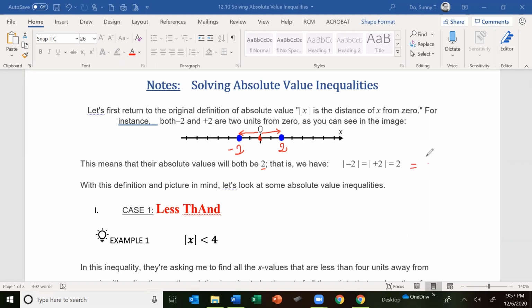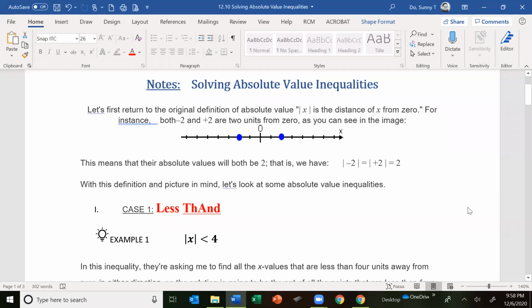This equals the distance from 0, a distance of 2 from 0. So that is the definition. With this definition and picture in mind, we are going to be looking at some of the absolute value inequalities. First, let's take a look at this example.